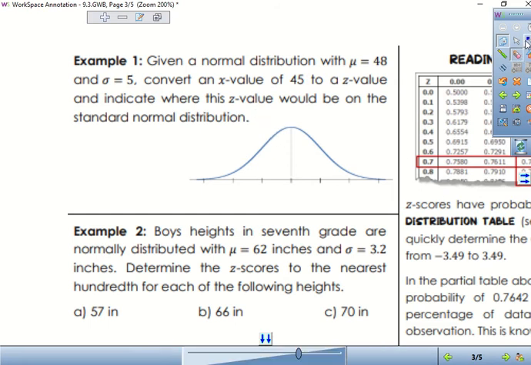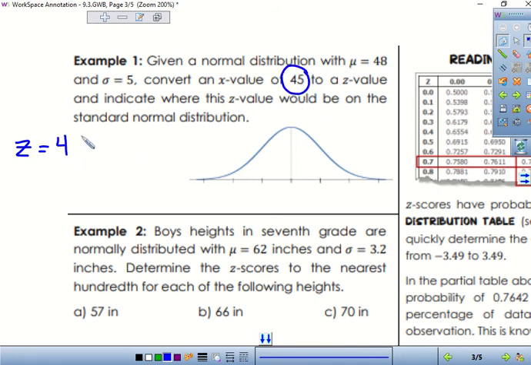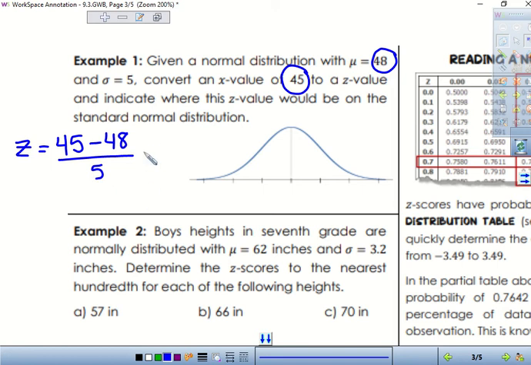So this is going to be z is equal to your x value, which they give you of 45, minus your mean, divided by your standard deviation, which is 5. Now, if you do this math, you're going to end up with negative 0.6.